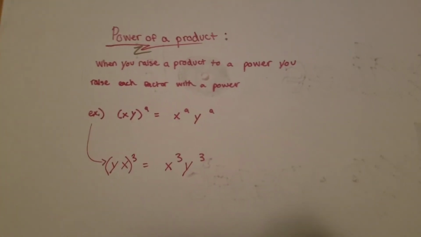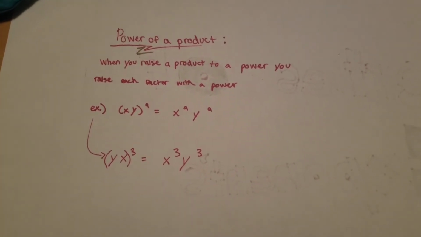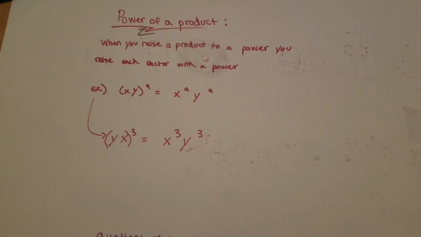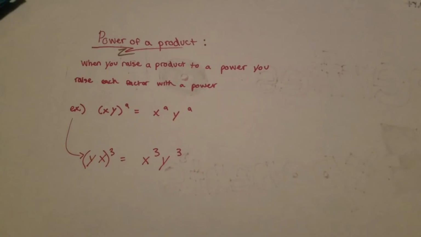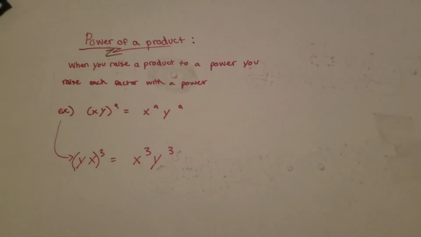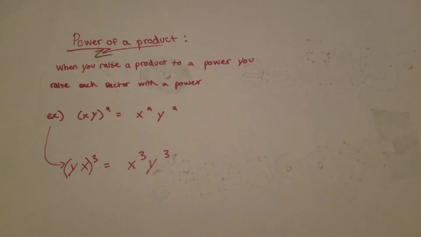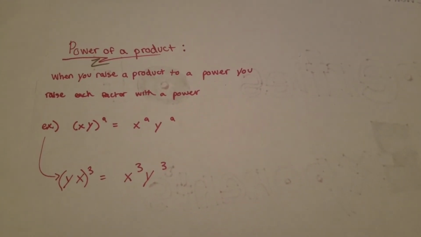Okay, our third property is the power of a product. So when you raise a product to a power, you raise each factor with the power as well. So the formula you would use is x times y to the power of a equals x to the power of a times y to the power of a. For example, y times x to the power of 3 is equal to x to the power of 3 times y to the power of 3.